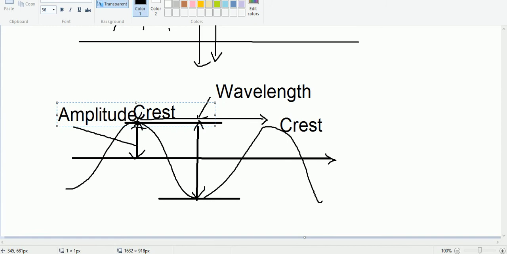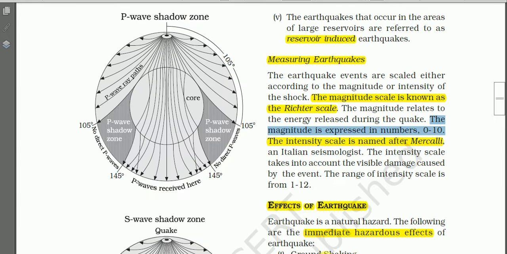This is known as amplitude. Let me repeat. Earthquake magnitude is a measure of the size or amplitude of the seismic wave. So what is amplitude? Amplitude is half of the wave height. See here, half of the wave height is known as amplitude. And so this is about the Richter scale.